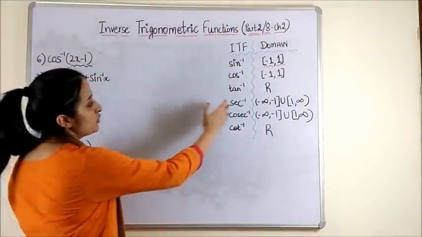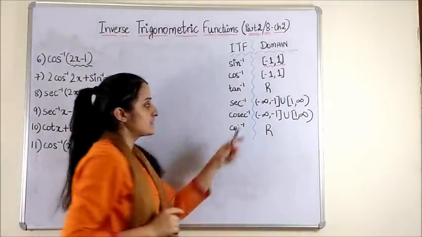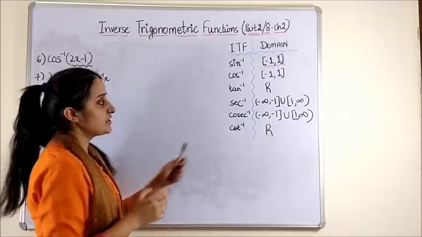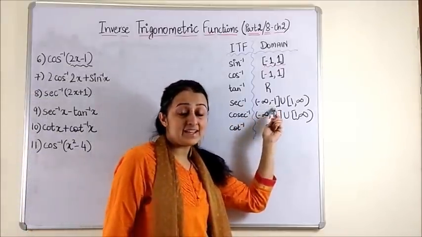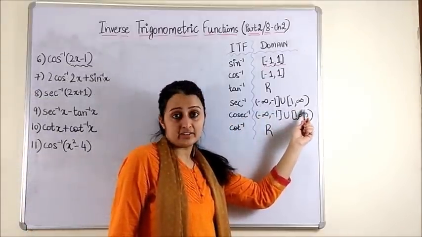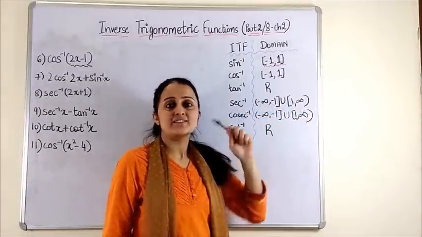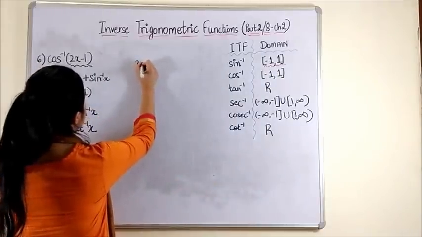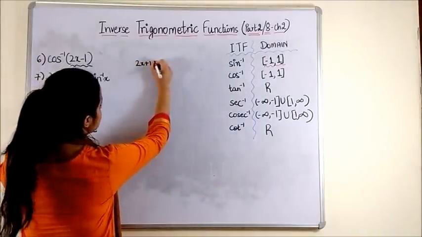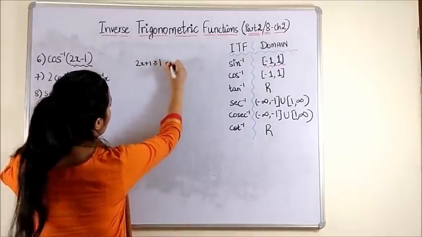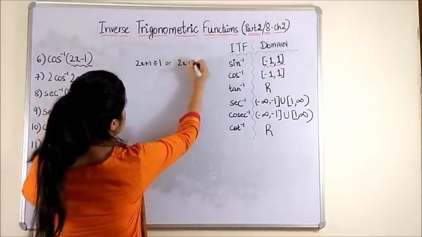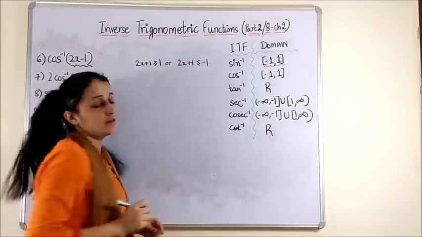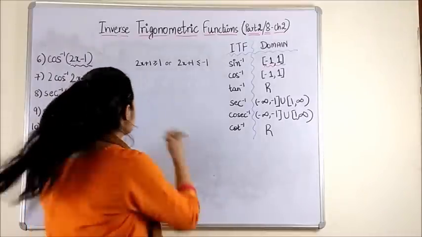Now, talking of domain for your secant inverse, you know that the expression has to be either less than or equal to -1 or greater than or equal to 1. We'll apply the same logic here. So that means your 2x plus 1 either has to be greater than or equal to 1 or less than or equal to minus 1. All you need to do is solve this.